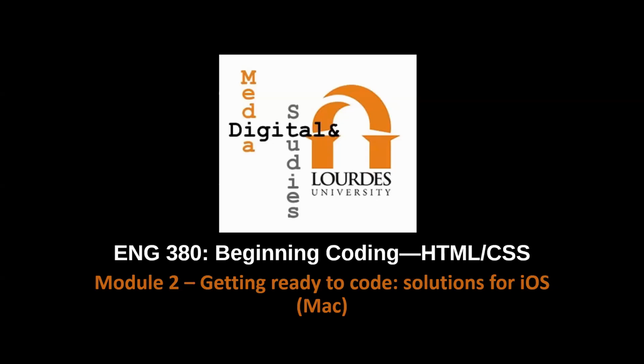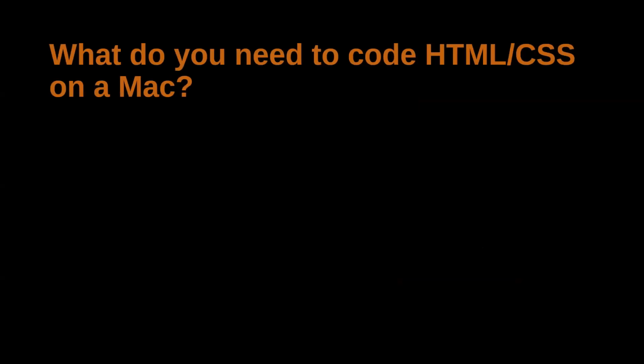So we're almost ready to code. In this video, we're going to talk about the last things you need to do to get ready if you're going to be using a Mac for your coding class. So what do you need to do to code HTML and CSS on a Mac? Well, it's complicated. Typically speaking, all you really need is a plain text editor.